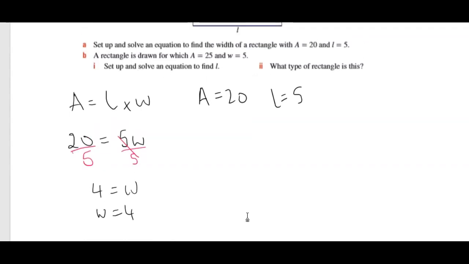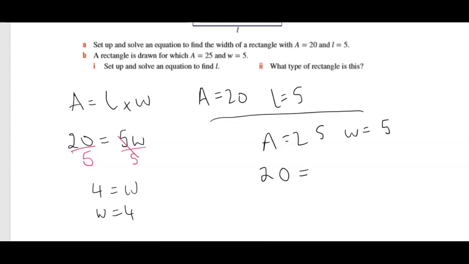We've got the same one. This time the area is 25, so I'm just going to do that over here. So area equals 25 and width equals 5. So we substitute into our area formula. So 20 equals 5 times L. Oops, not 20, it's 25. Sorry, I was looking at the wrong one.